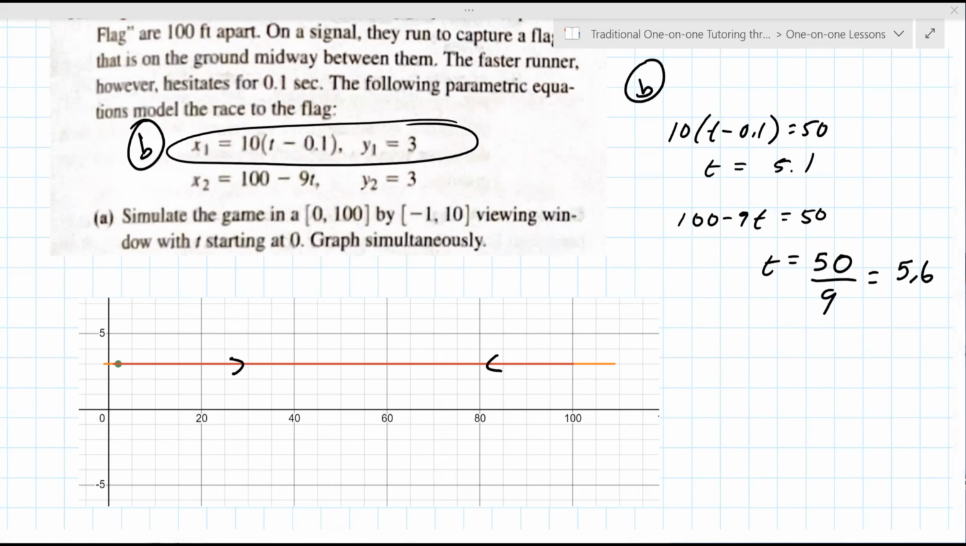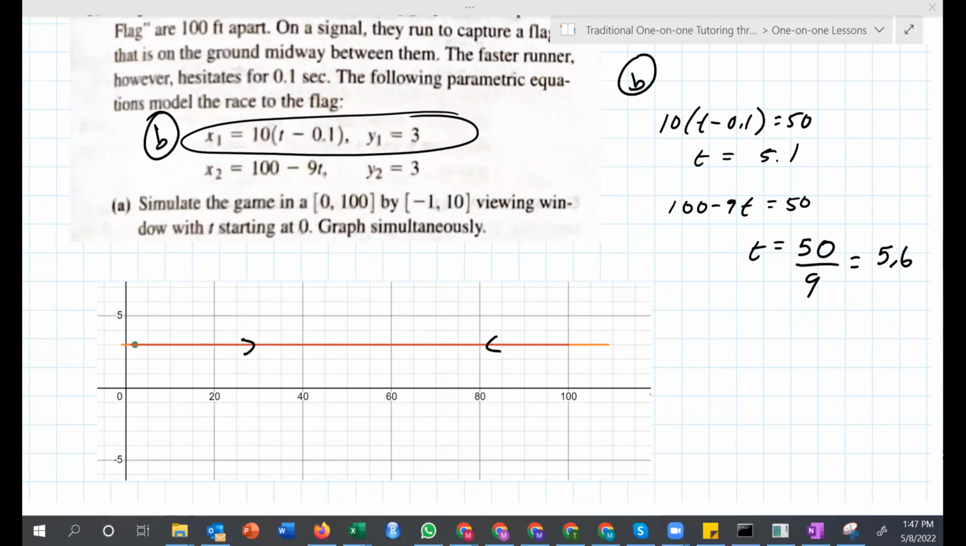So if we were to go back to that graph, that actually does help to answer the question here. It's like 5.1 and 5.6. We can see who actually gets to 50 first, and you can see that the one on the left is going to get to 50 first.